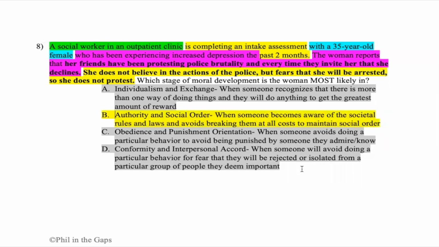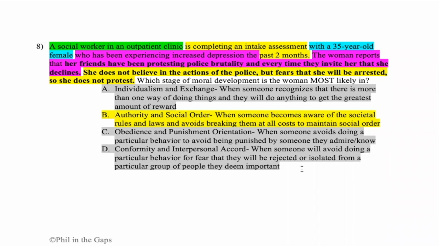A is incorrect because she's not giving up anything for herself in order to gain something. C is incorrect because the police aren't somebody that she knows or admires, and it's not somebody in her personal life. And D is incorrect because she's going against conformity and interpersonal accord.